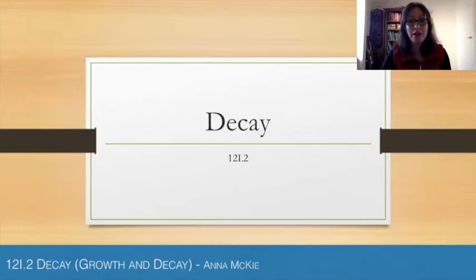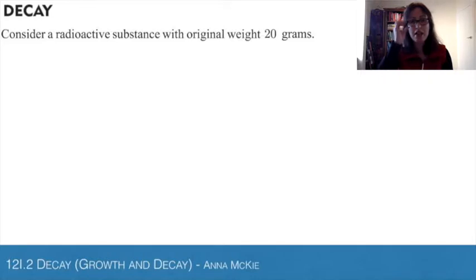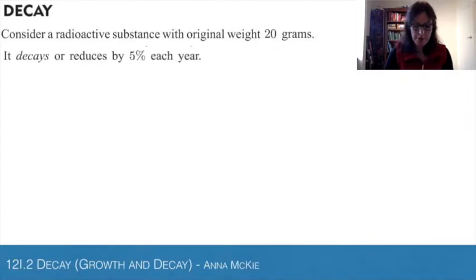Hello, I'm Anna Mackay, and in this video we're looking at decay as a pair with growth and decay within exponential functions. So consider a radioactive substance with original weight of 20 grams, and that's going to decay or reduce by 5% each year. If you've watched the previous video, we talked about multipliers, and so we're trying to work out what the multiplier of this would be. I've already given you the answer there.